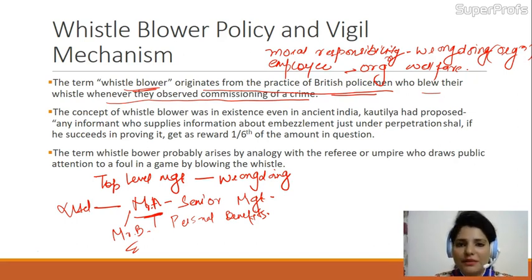But the primary objective of this raising of his voice or blowing the whistle at this time of Mr. B is protecting the interests of the organization at large. So what is a whistleblower policy at large? Basically, in whistleblowing, the employee is trying to bring to the notice of the top-level or senior-level management anything wrong that is happening in the organization.